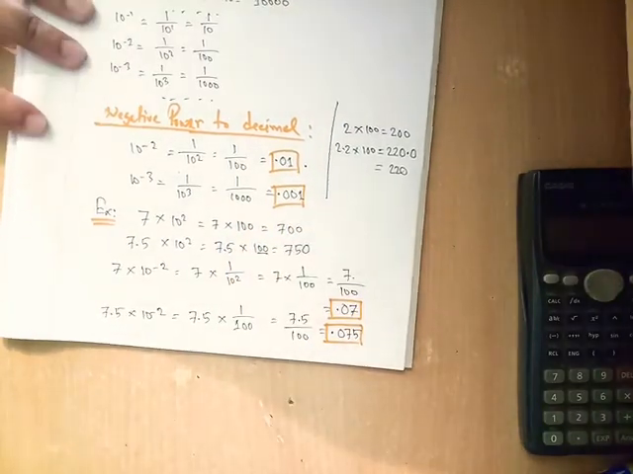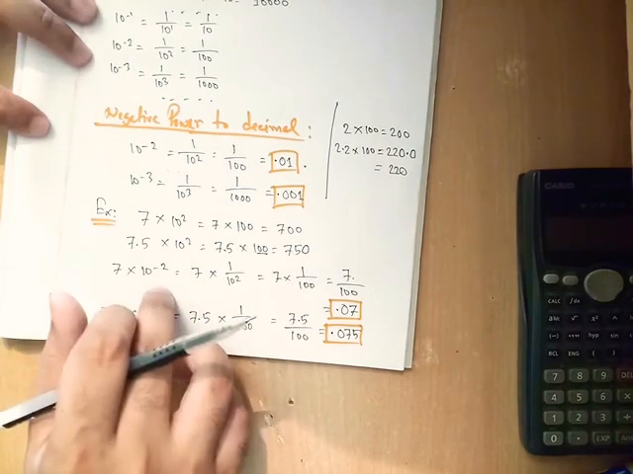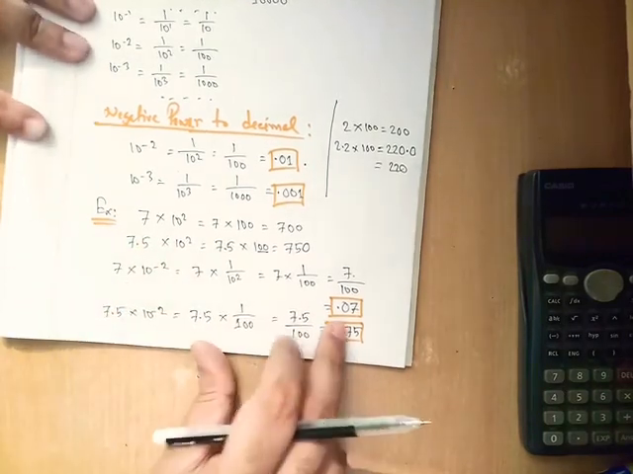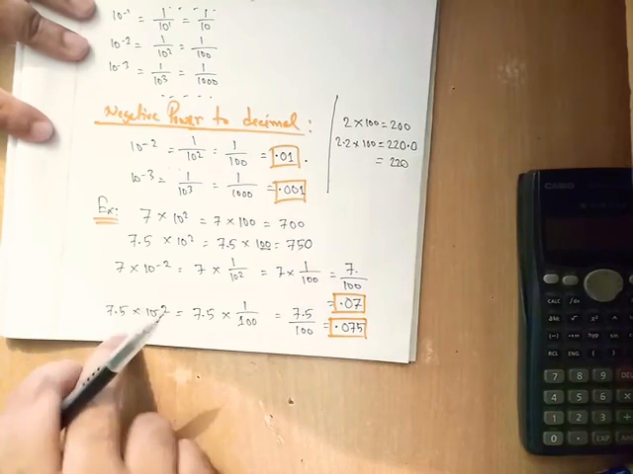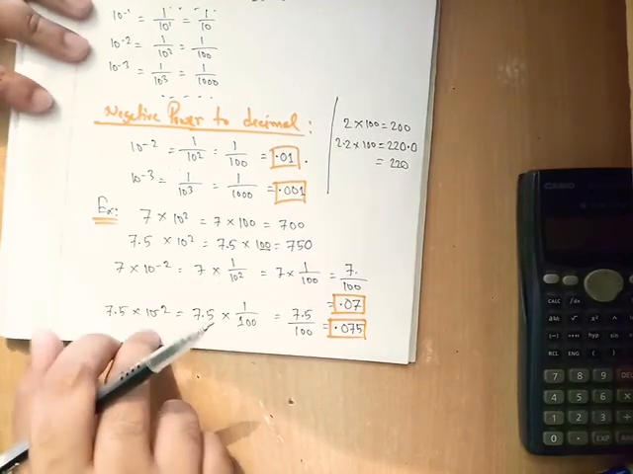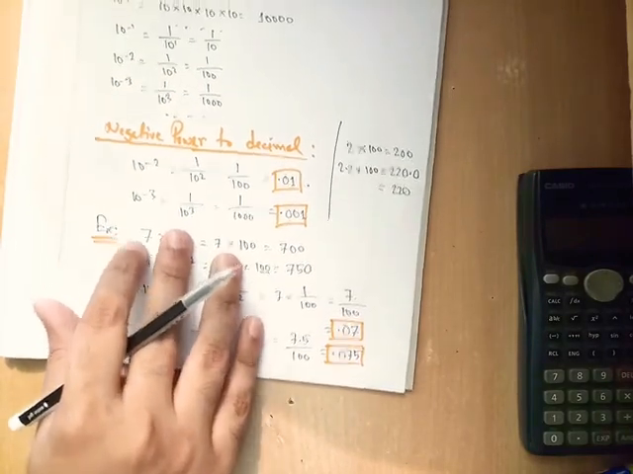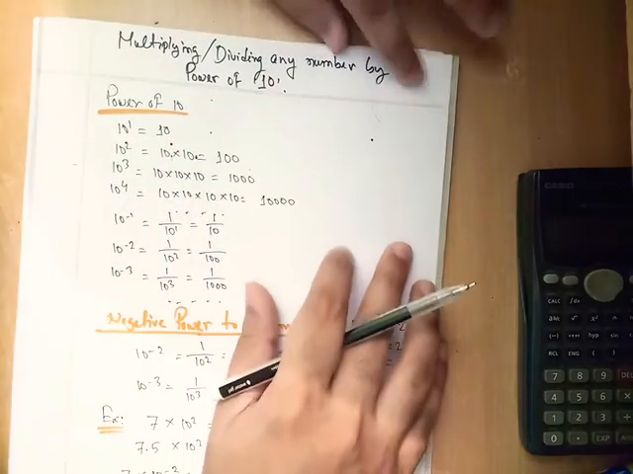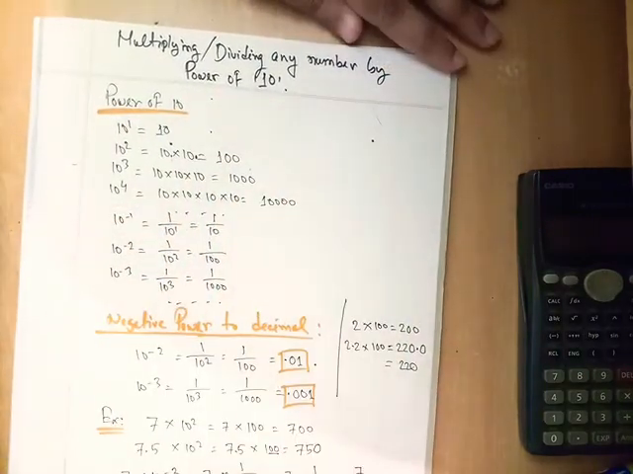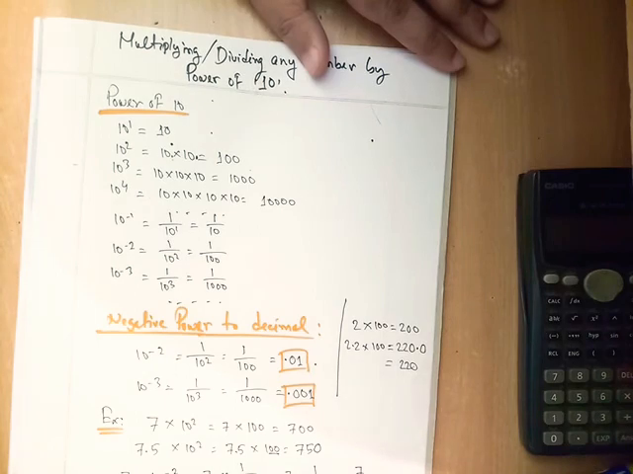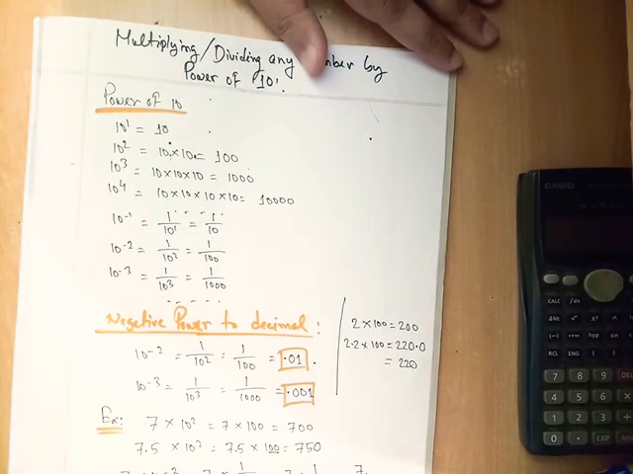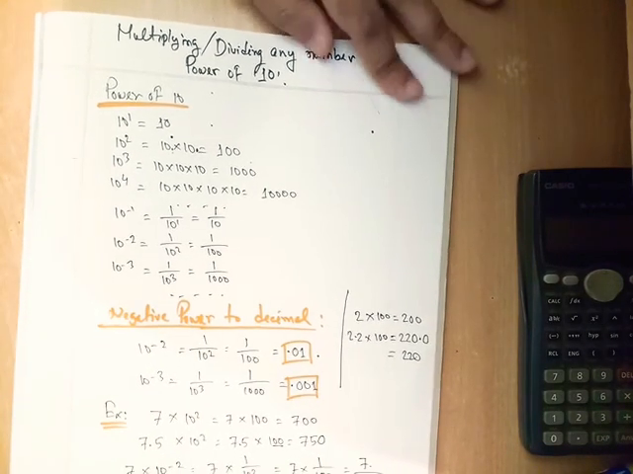So I have multiplied a whole number and a decimal number with positive exponents. I have multiplied a whole number and a decimal number with negative exponents, right? So this is the whole point of this topic, multiplying and dividing any number by powers of 10, and that powers of 10 can be both positive or negative, right?